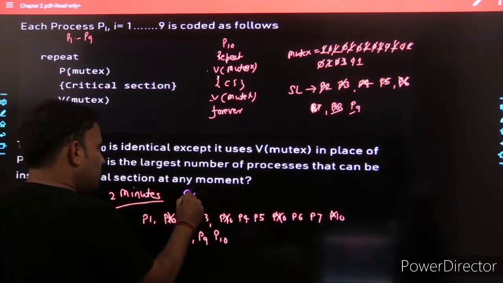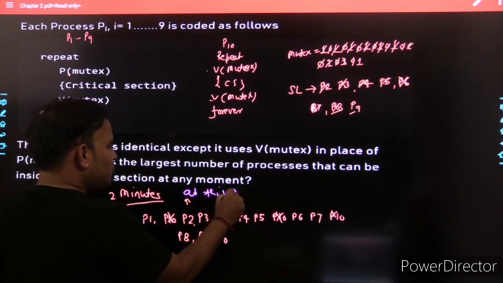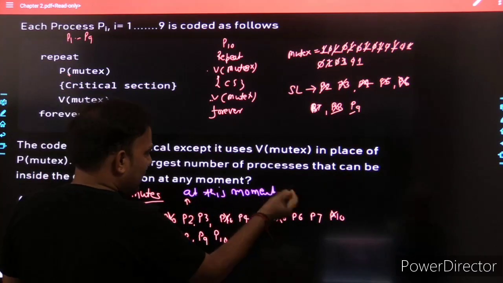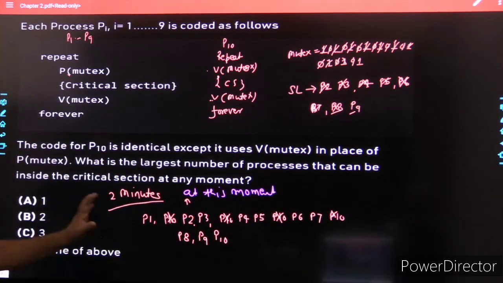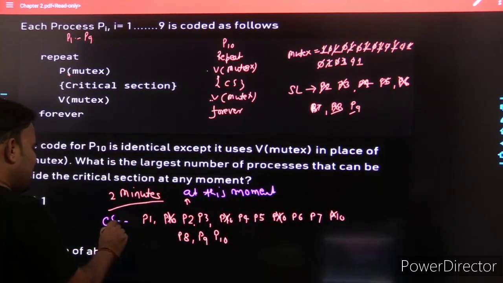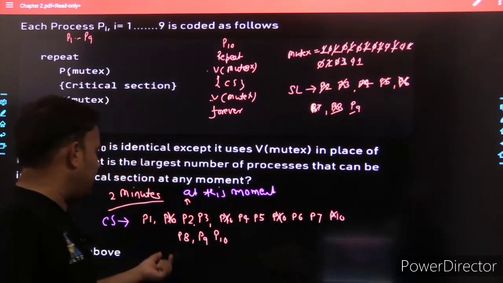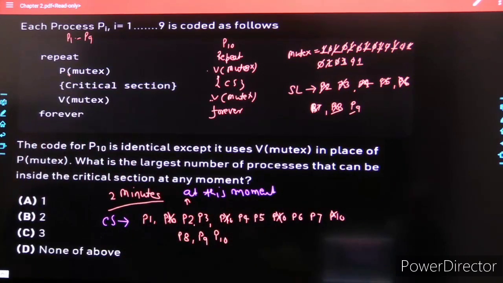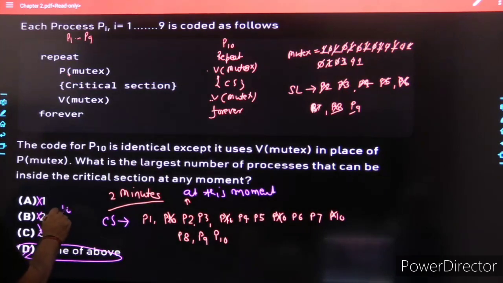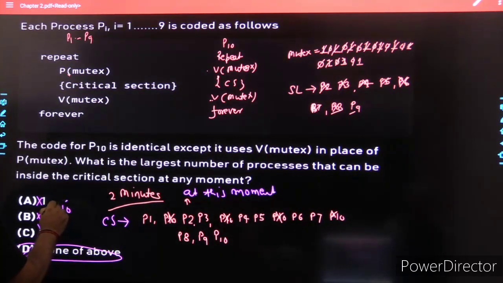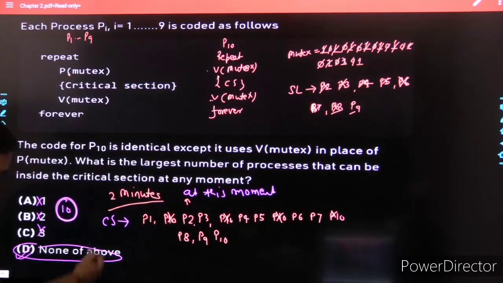So at this moment, we have all the 10 processes inside the critical section: P1, P2, P3, P4, P5, P6, P7, P8, P9 and P10. So here option A is wrong, B is wrong, C is wrong, D is correct, my dear friends. All the 10 processes can be present at this moment in the critical section.